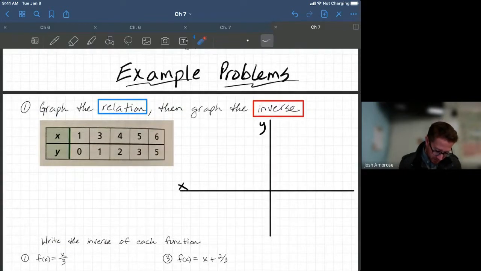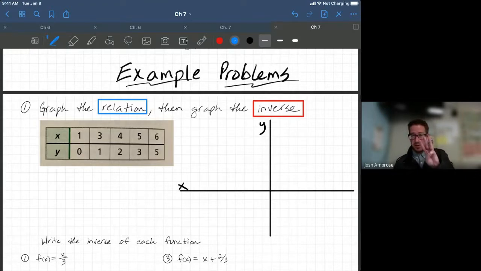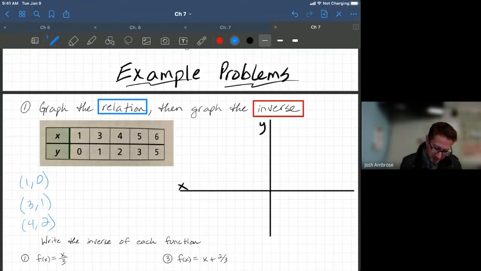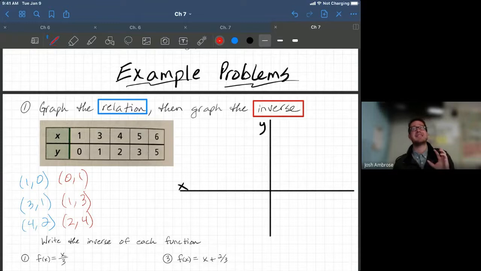Here's all your x's, every x, every y. That means they've given you points. Just for the sake of time, I'm just going to graph 3 points. Let's keep it easy. You're going to graph (1, 0), you're going to graph (3, 1), and you're going to graph (4, 2). And then in a different color, what did I mean by the inverse? Just flip the x and y's. That's all you're doing now: (0, 1), (1, 3), (2, 4). That's all I'm talking about.